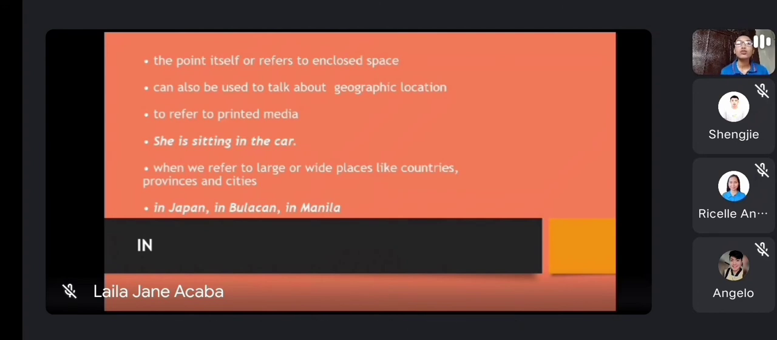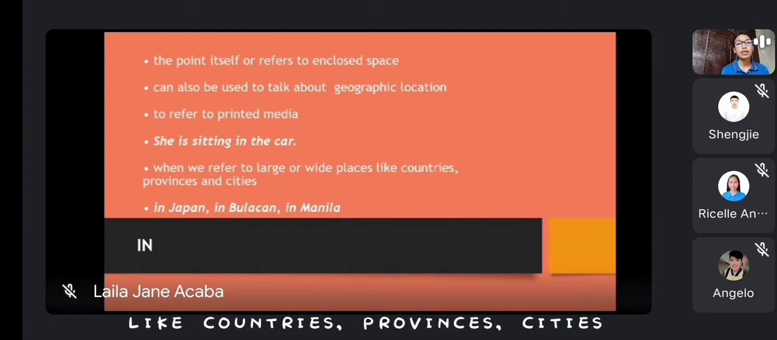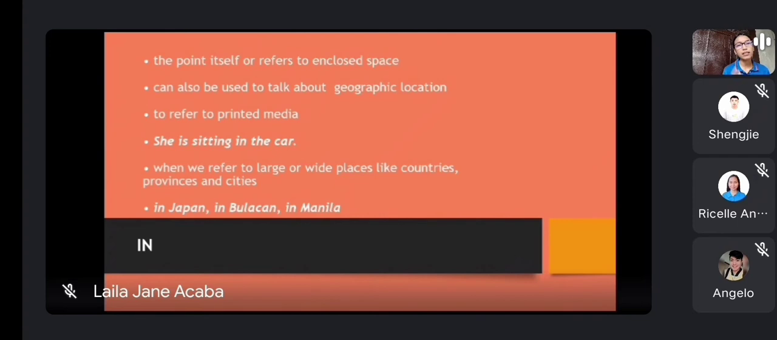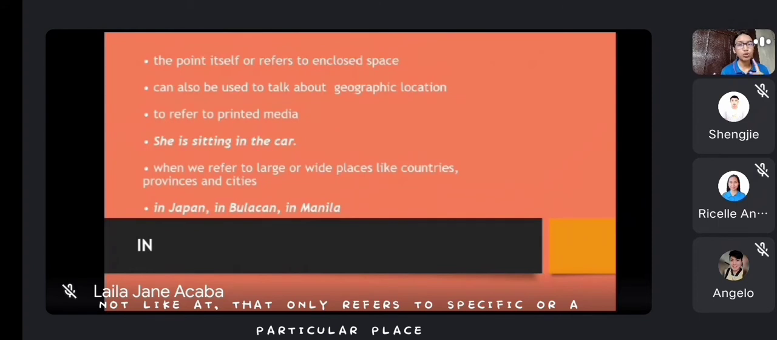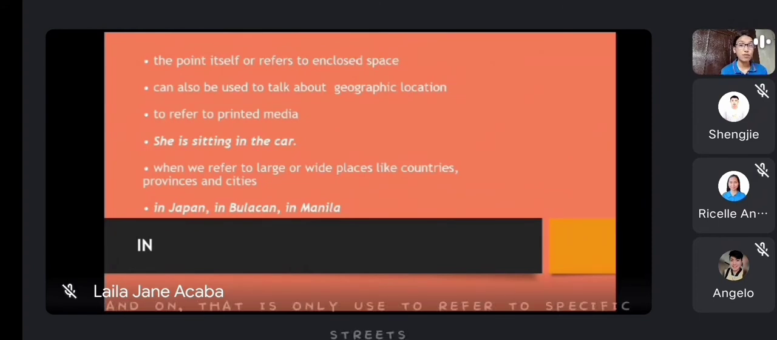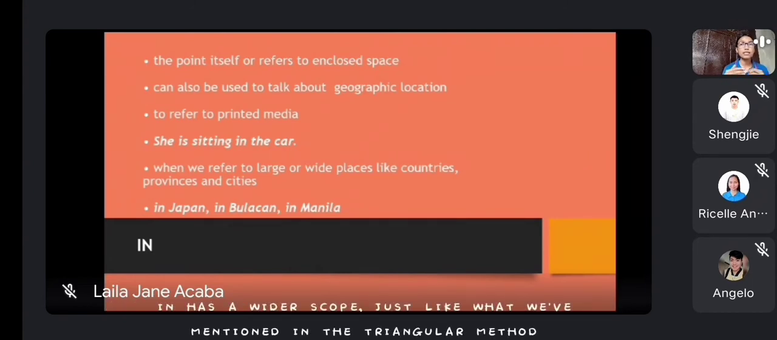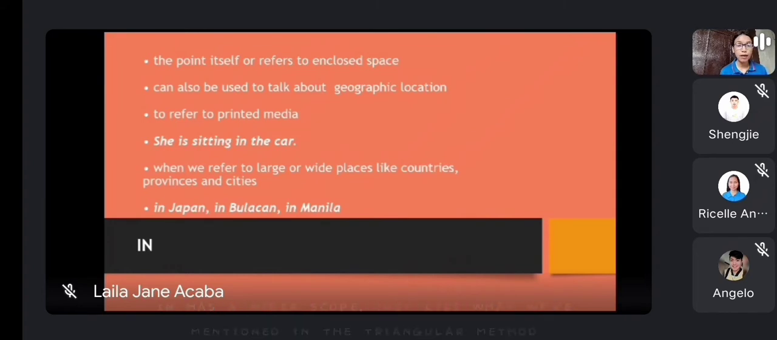Then, we also use in to refer to large or wide places like countries, provinces, and cities, like in Japan, in Bulacan, in Manila. It refers to a wide range of place, not like the at, when it only refers to specific or particular place, and on to specific streets. In has a wider scope, just like what is mentioned in the triangular method.